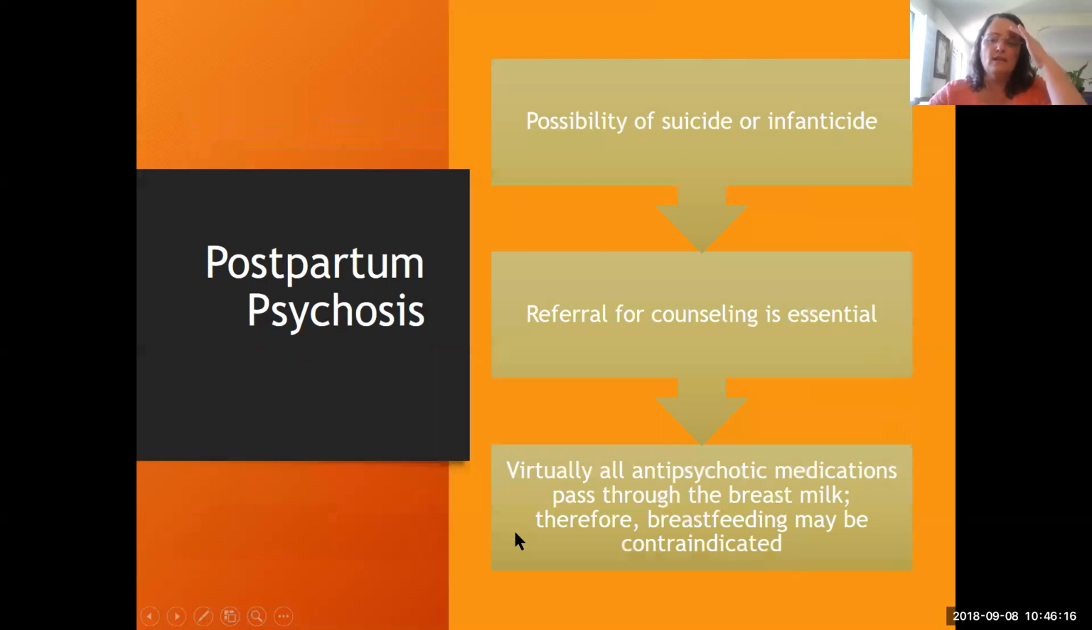And then the antipsychotic medications pass through the breast milk, and so breastfeeding may be contraindicated at this point. At this point, it becomes the mother's health versus the baby being able to get breast milk. So we are going to support her in that decision, but afterwards, sometimes there's some guilt involved in that as well. So that is our postpartum complications.